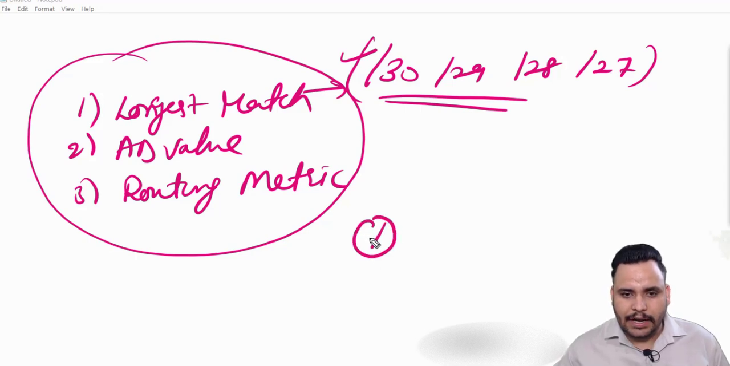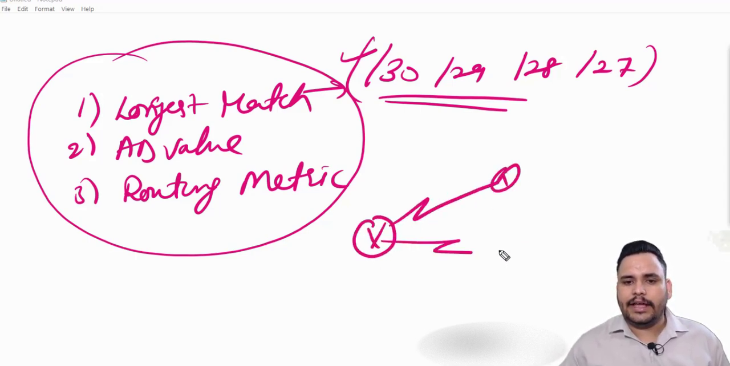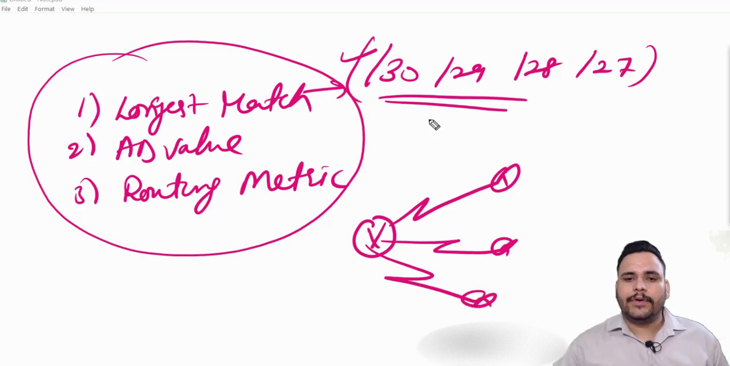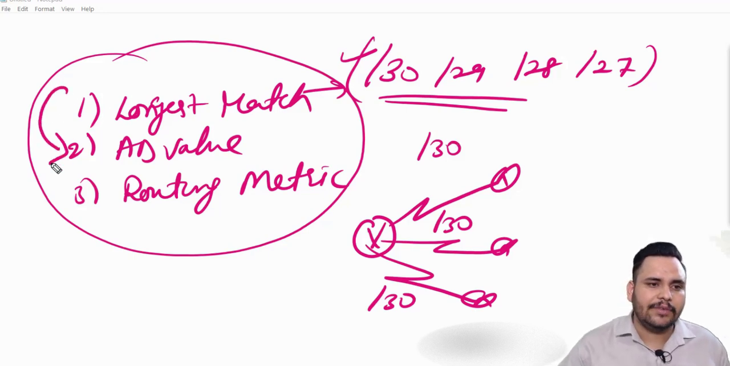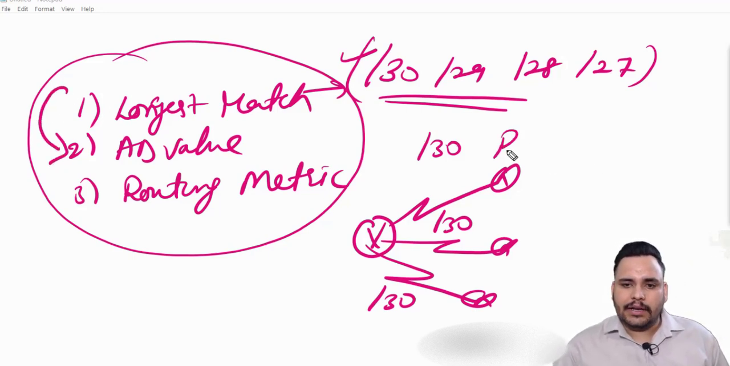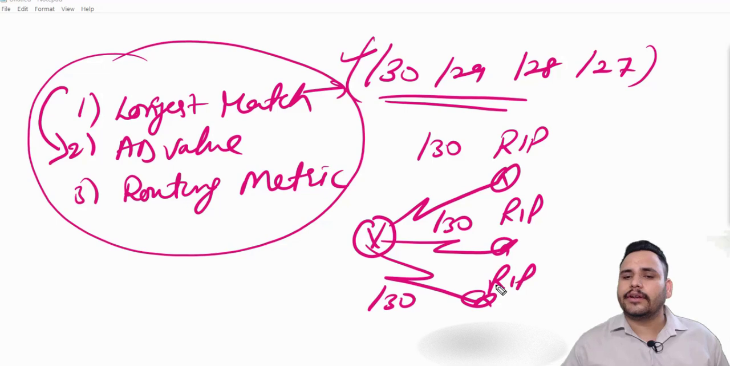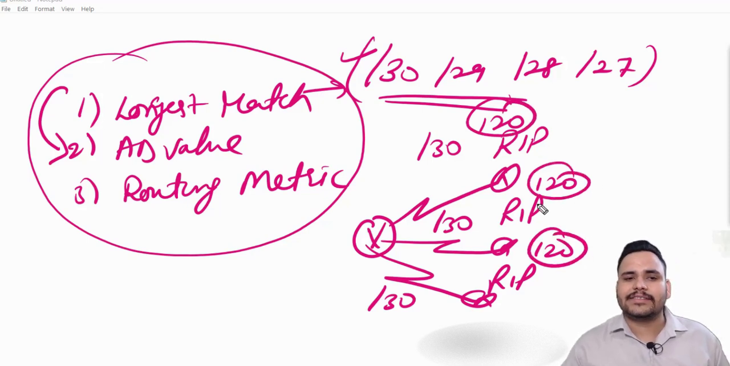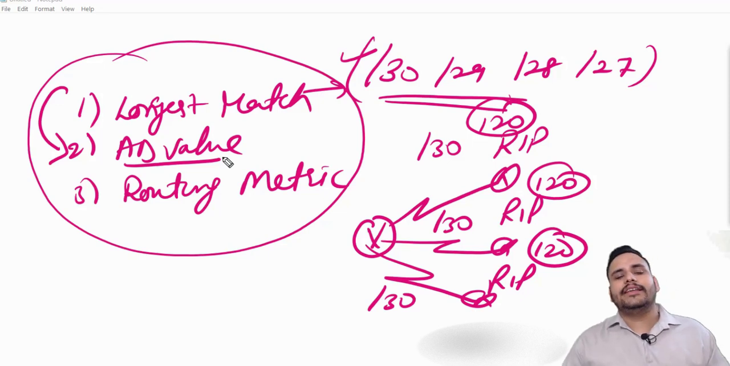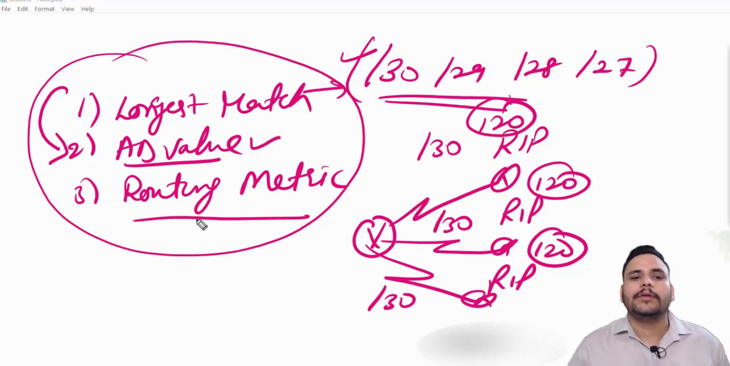For example, this is the router and it has three routes. First, if the slash 30 value is equal, it will not take the decision based on longest match, it will take the decision based on AD value. Now for example, in this part I am using RIP. The AD value of RIP is 120. If the AD value remains the same, it will not take the decision based on AD value, it will go to routing metric.